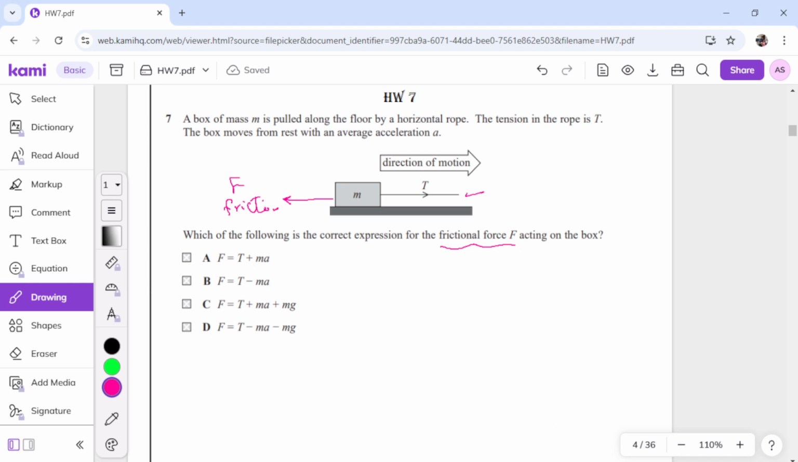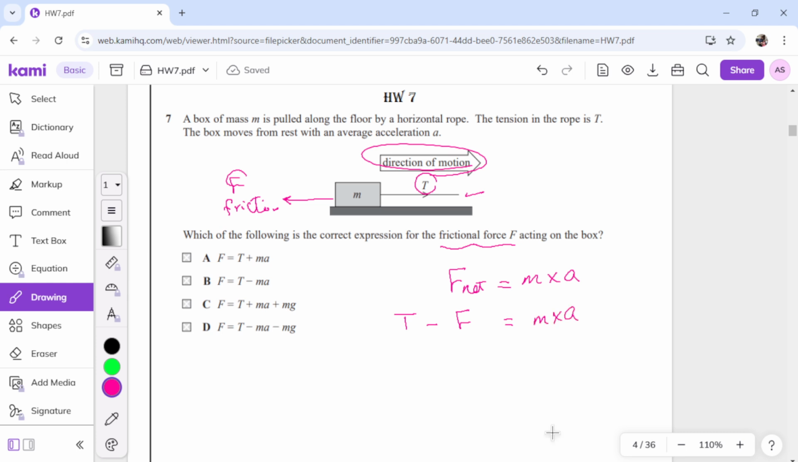And it said the object is moving with average acceleration, so I will use resultant force equals mass multiplied by acceleration. What is the resultant force? Tension force minus friction force. I start with tension force because the object is moving in this direction. It means T is greater than friction, because it accelerates, so it will move in the same direction of motion. The bigger force is in the same direction of motion. T minus F equals ma.